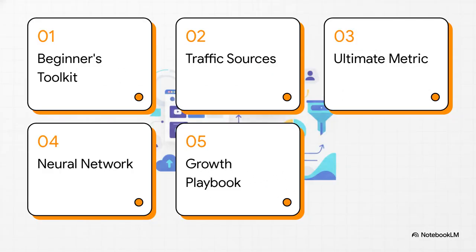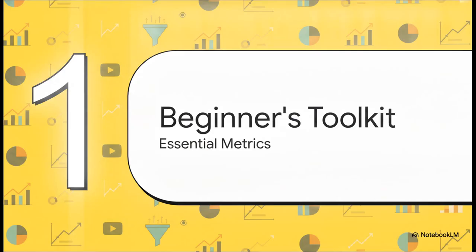So here's our roadmap for today. We'll be looking at the beginner's metric toolkit, decoding your traffic sources, the ultimate metric of satisfaction, inside the neural network, and finally, your channel growth playbook. Section 1, the beginner's metric toolkit.